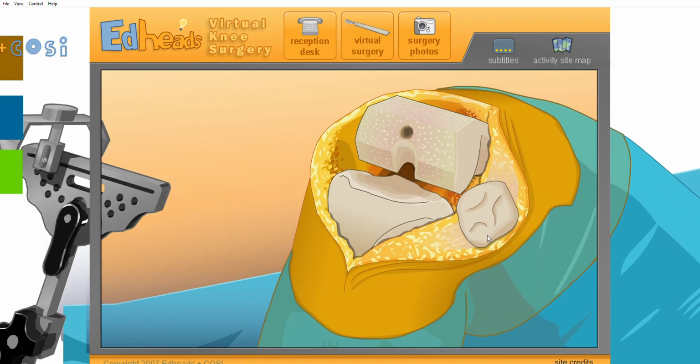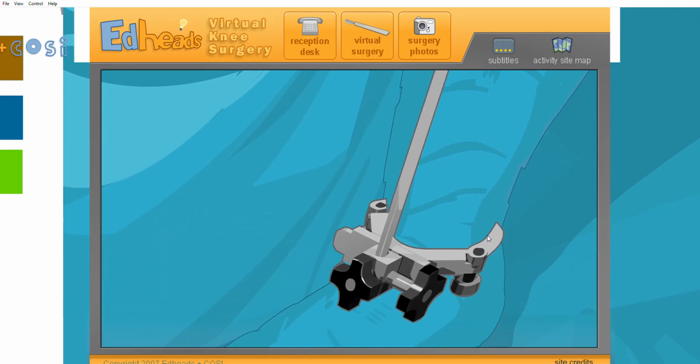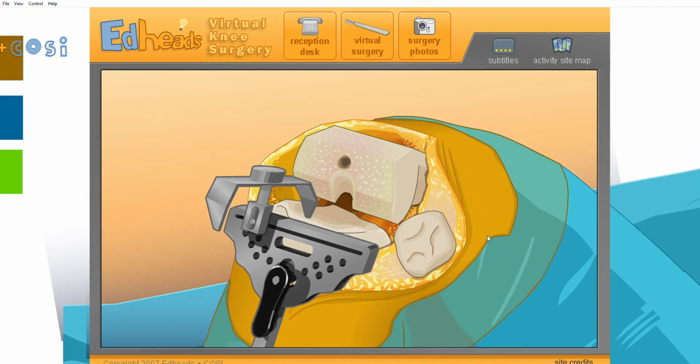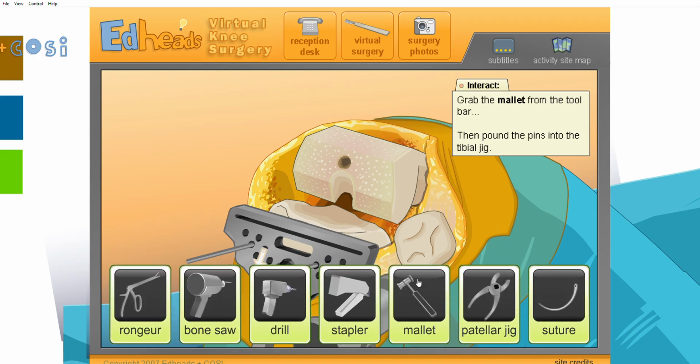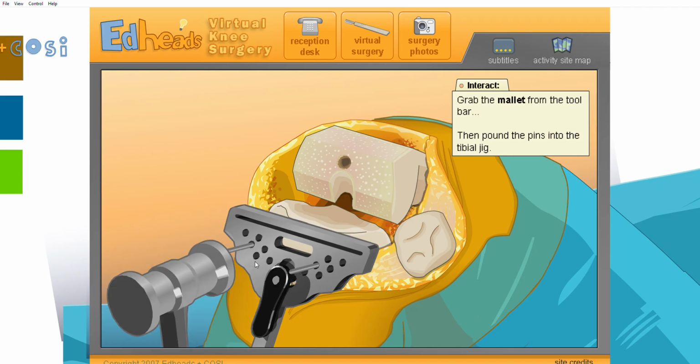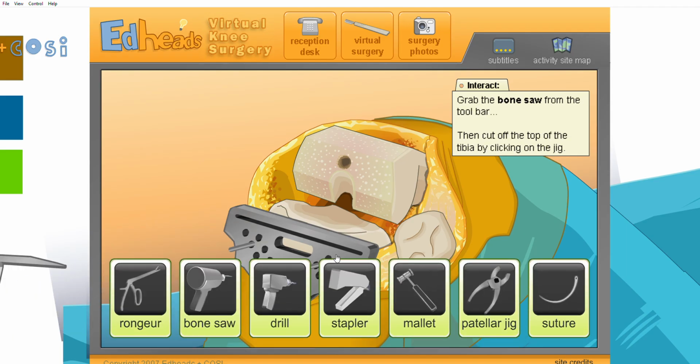The tibial cutting jig is aligned with the big toe and the highest point of the tibia. This will ensure the leg is properly aligned after surgery. Secure the jig in place with more pins. Use the bone saw to cut off the top of the tibia and prepare it for the new tibial components.